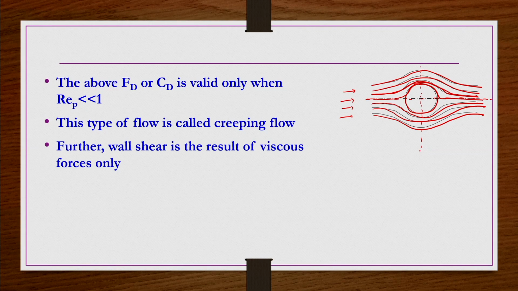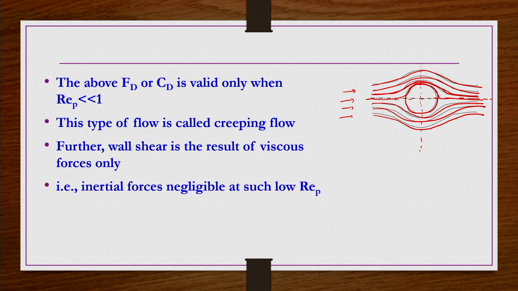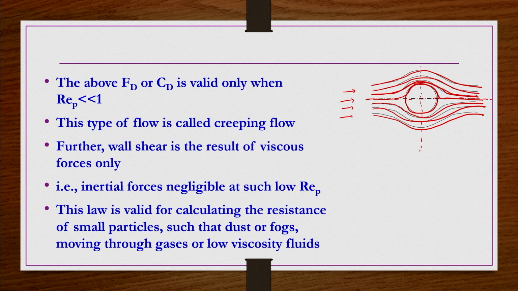Further, wall shear is the result of viscous forces only here, because for such a small Reynolds number, inertial forces are almost negligible. This law is valid for calculating the resistance of small particles, such as dust or fog, moving through gases or low viscosity fluids. Under such conditions, when the particles are very small and the viscosity is also very small, the Reynolds number is going to be very small. So, Re_p is going to be very small.